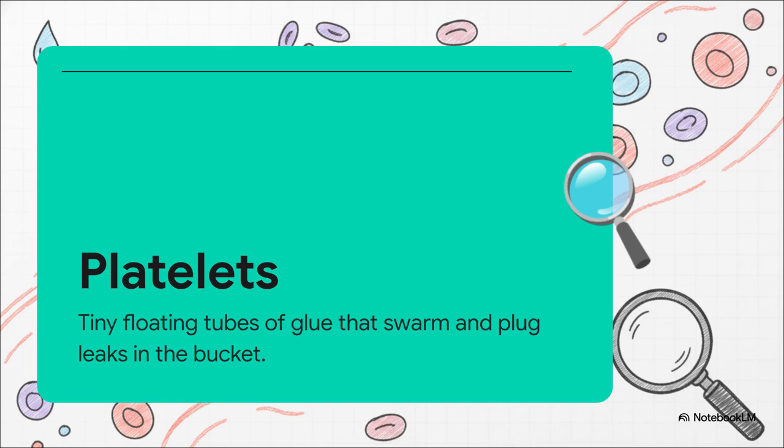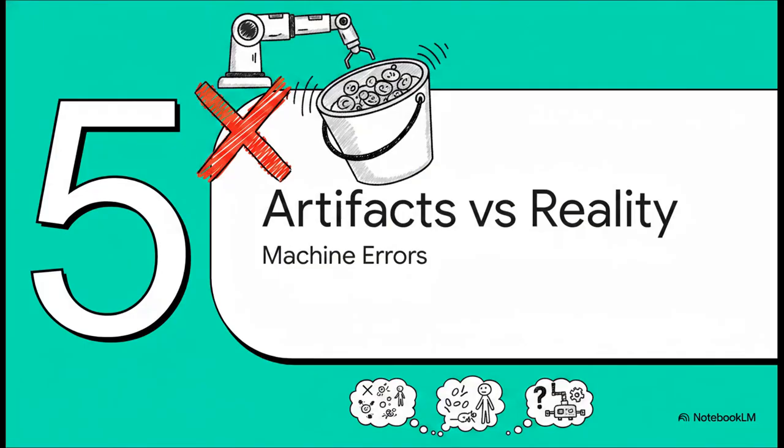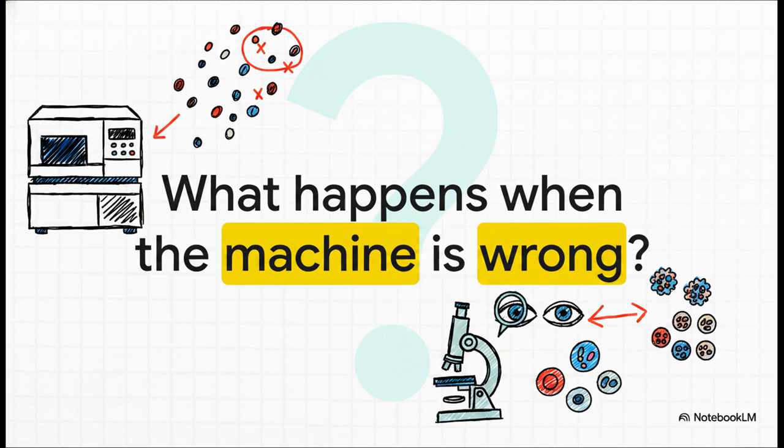And finally, plateletcrit, or PCT, asks if you swept all those patch kits to the bottom, what percentage of the total water volume would they take up? It's basically the total physical clotting mass available. Which brings us to our final section, number 5, artifacts versus reality. We've got this perfectly assembled bucket analogy, but what happens when the machines looking at the bucket actually make a mistake? Seriously, what happens when the machine is just wrong?